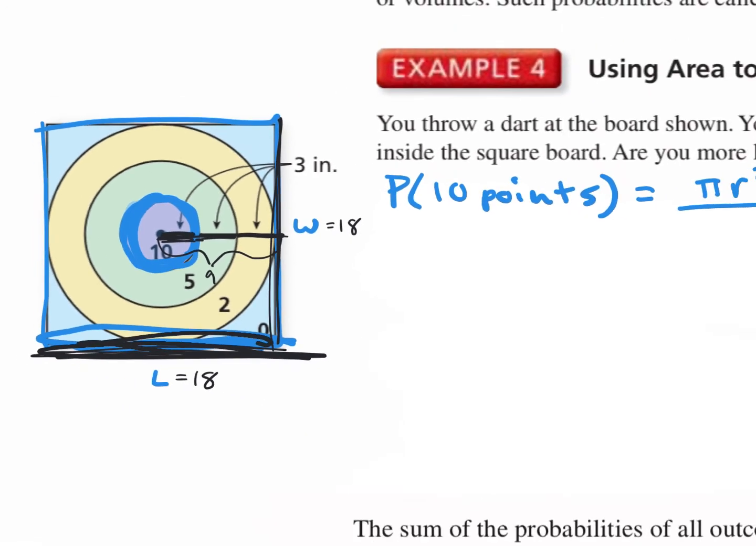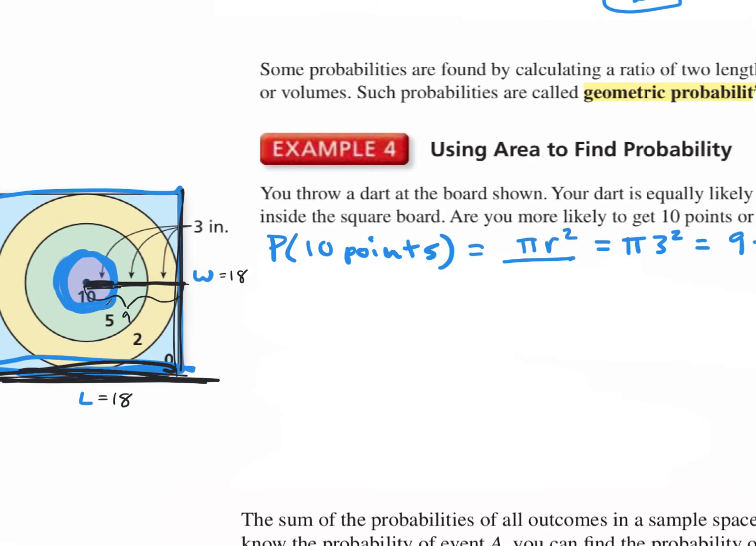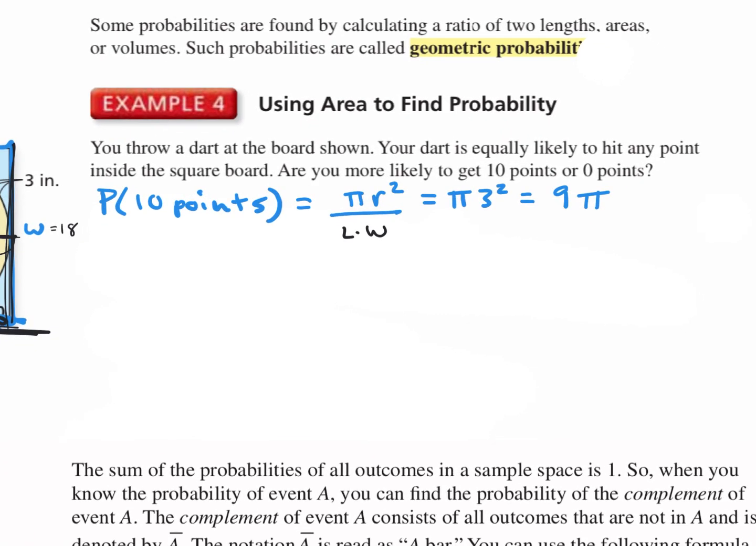So length times width would be 18 times 18. What's 18 times 18? 324.